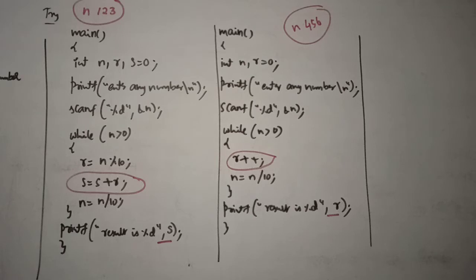Look at the second program. R plus plus. Whenever you enter into the loop, R is incremented by 1. So if your input is a 3-digit number, R will be incremented 3 times. 456 is your input and R is 3. So what's the question? Count the number of digits in any number. If your input is 46, R is 2.